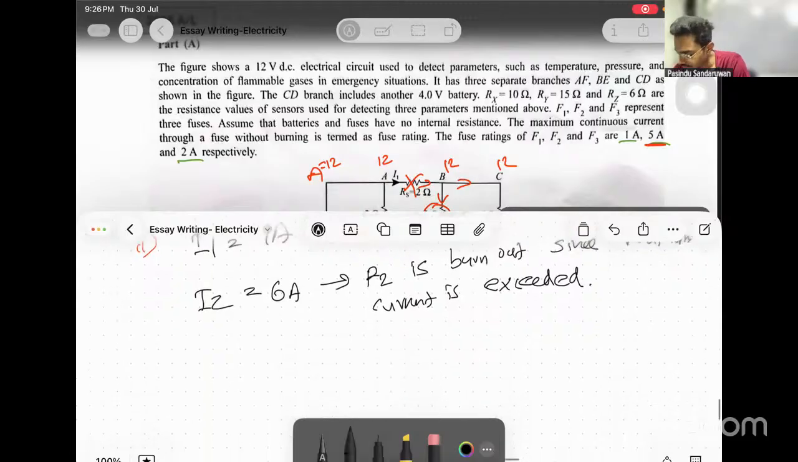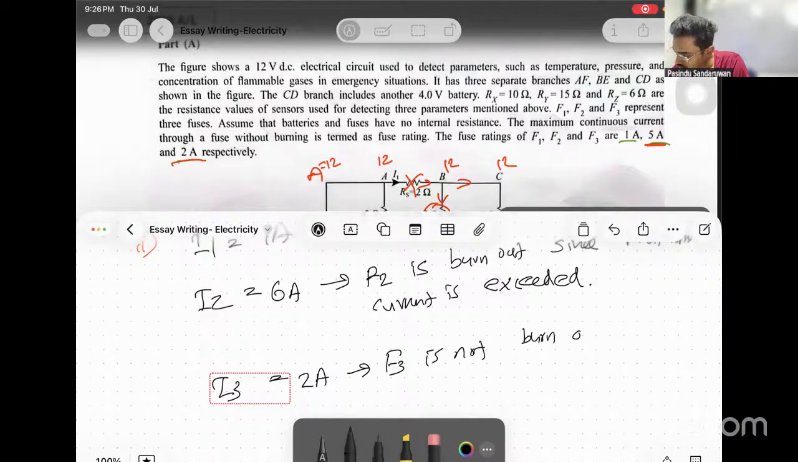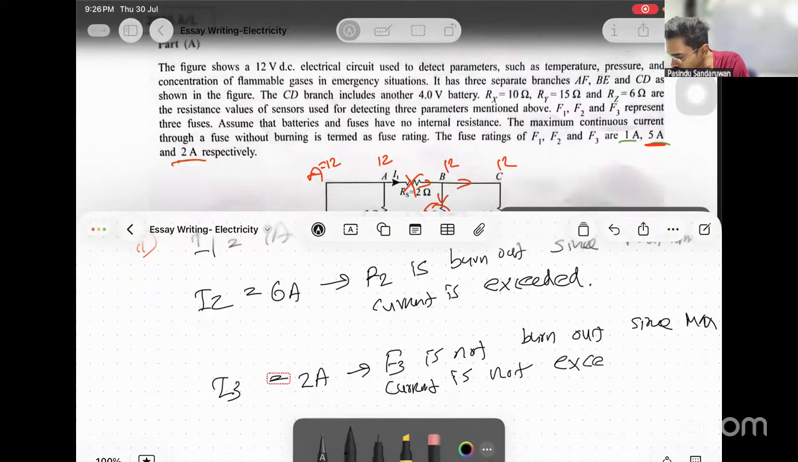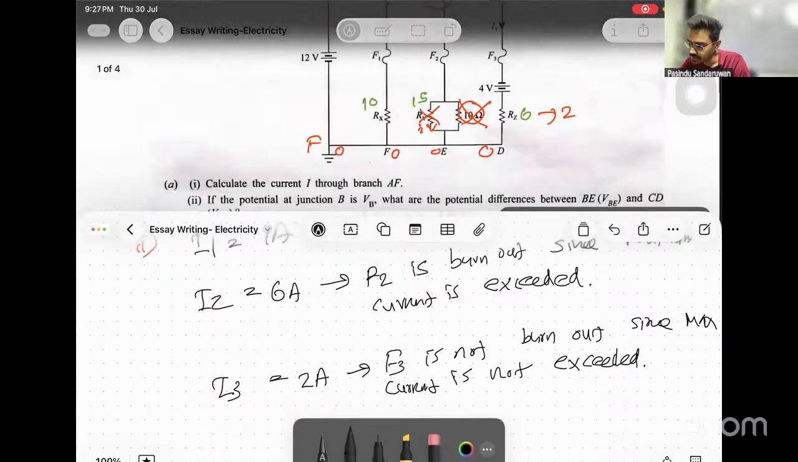Then for I3, I3 was 2 amperes, no? Now the new value of I3 is 2 amperes, and this is also 2. Then I3 is 2 amperes. Then F3 is not burn out since the maximum current is not exceeded, right? Not exceeded, right?